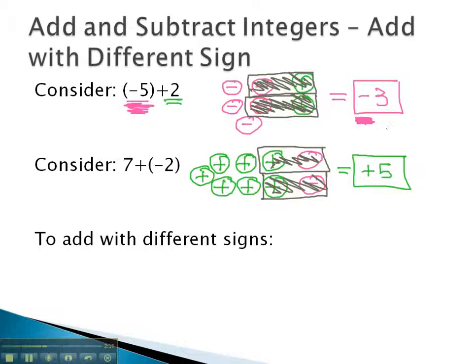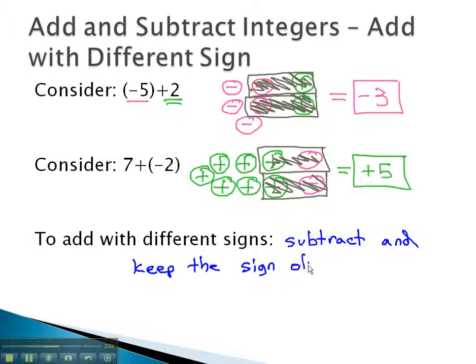And then to decide how much they win by, we simply subtract the numbers. 5 minus 2 gave us 3. The negatives won by 3. And 7 minus 2 gave us 5. The positives win by 5. This gives rise to our process to add with different signs: we will subtract the numbers and keep the sign of the larger absolute value.